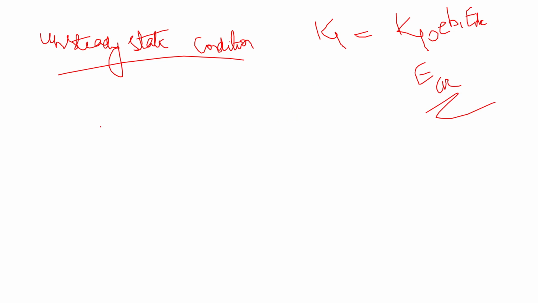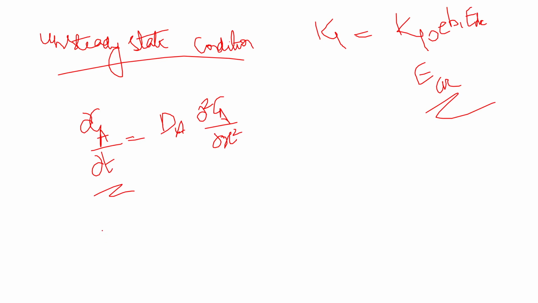And there will be a change in the equations also. So the first one is ∂CA/∂t will be equal to DA ∂²CA/∂x². So this is no longer 0. This is the first one. And again, the IF equation changes.